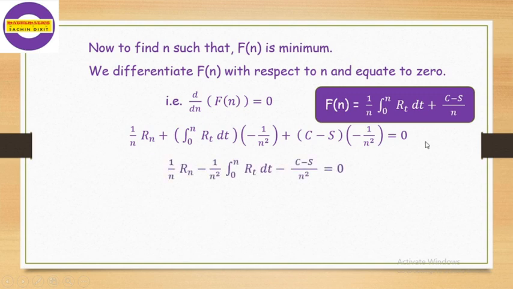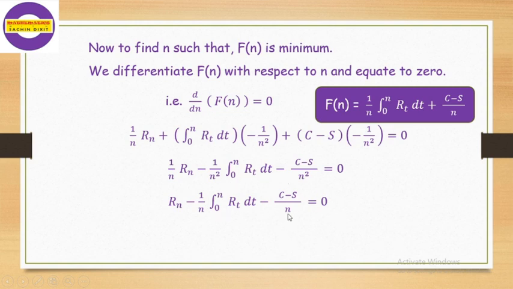Now just simplify this. Some simplification will take place, and we can write this as 1 upon n Rn minus 1 upon n square integral from 0 to n RT dt minus C minus S divided by n square is equal to 0. Then multiply by n the whole equation. We get Rn, because if we multiply by n, then n gets cancelled. If we multiply these two terms by n, then this n square becomes n. Hence, we get an equation as Rn minus 1 upon n integral 0 to n RT dt minus C minus S divided by n equal to 0.